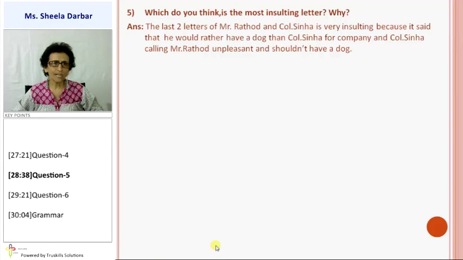Answer. The last 2 letters of Mr. Rathore and Colonel Sinha are very insulting, because it said that he would rather have a dog than Colonel Sinha for company, and Colonel Sinha calling Mr. Rathore unpleasant and saying he shouldn't have a dog. So these 2 letters show insult, they are the most insulting ones.